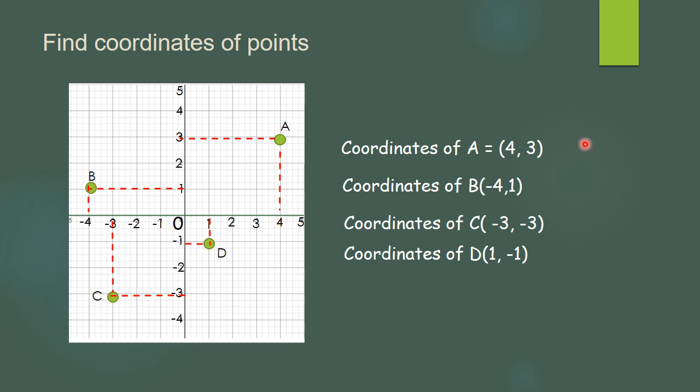Now here we have seen that both coordinates can be positive, both can be negative, or one positive and one negative. So we can say that the coordinates of a point can be positive and negative. If x is negative, it is on the left side of the origin, and if y is negative, it is below the x axis.